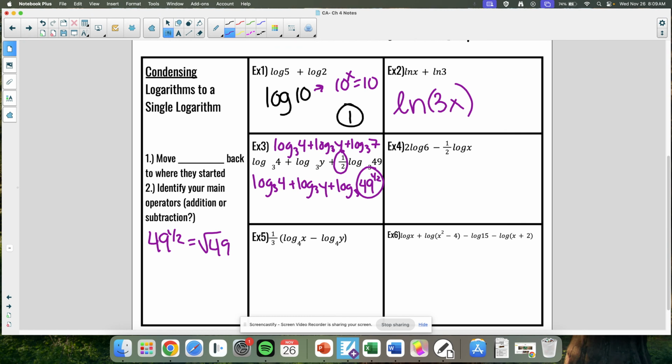And now you have 3 logs that are all adding together. What are all of those addings going to turn into when you push them into one log? Multiplication. So when you push them together, the base of the log stays the same. Number-wise, what's 4 times 7? And then you also have that y in there.